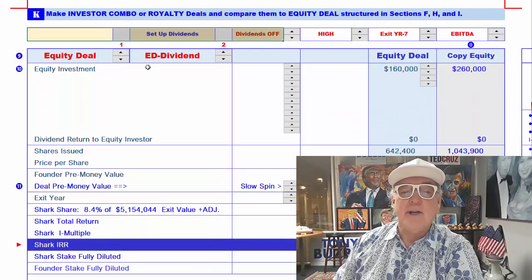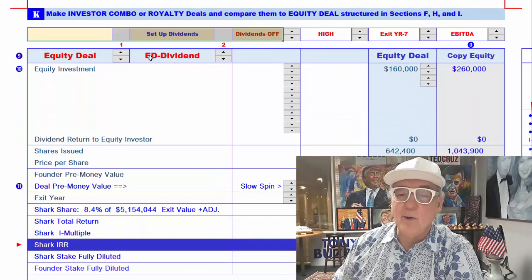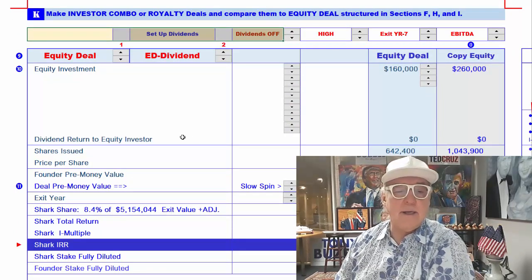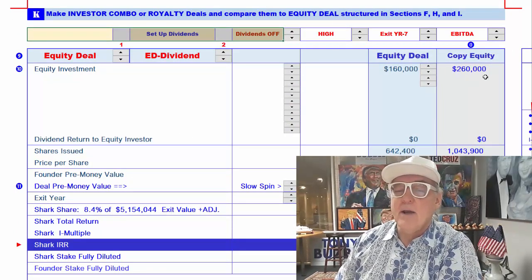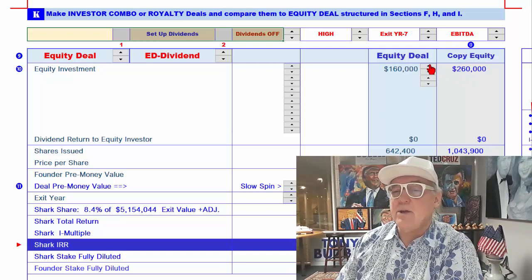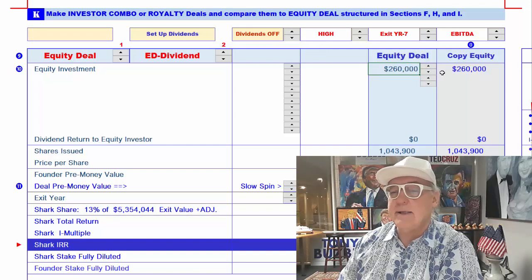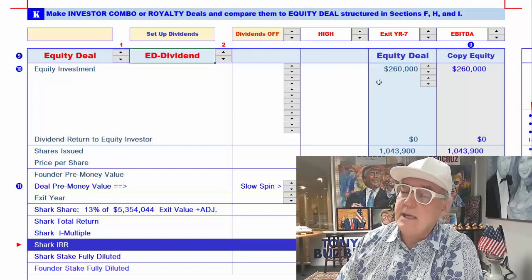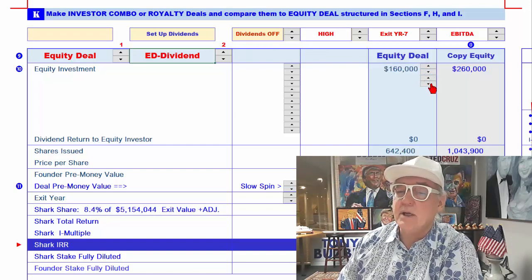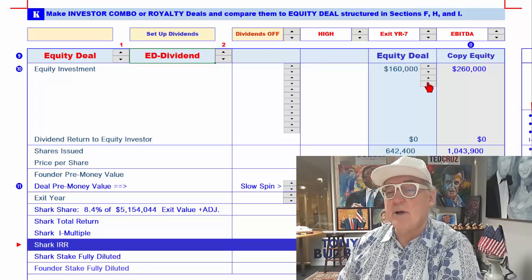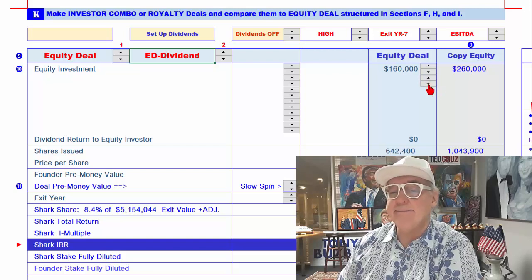All right, so now we're going to do the equity dividend. That's just a plain old dividend. So now let's take a look at what we have to do. Remember, we have to go to $260,000 for the equity deal. No, I'm wrong. The ED dividend is only $160,000. There we go. And we got a second button here which increments by 10.